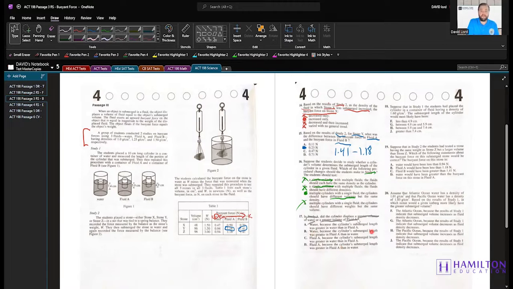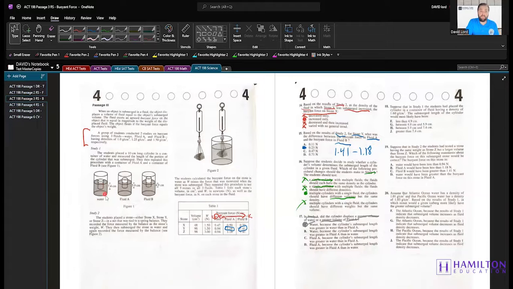So using that information, let's look at figure 1. Looking at the three figures, I can see that water was displaced to a greater height because the cylinder submerged 7.4 centimeters below, whereas in fluid A, only 5.9 centimeters of the cylinder was submerged. So look at the answer choices. Water, because the cylinder's submerged length was greater in water than fluid A. That's the right answer, but we can look at the other ones to cross them off. Water, because the cylinder's submerged length was greater in fluid A. Well, those are contradictory statements.